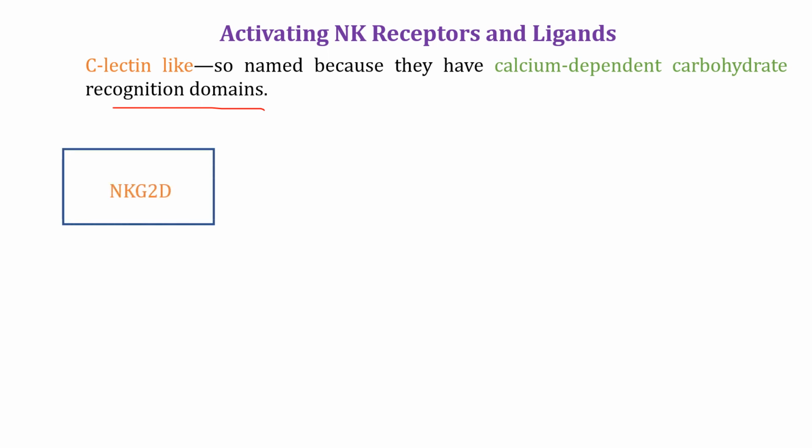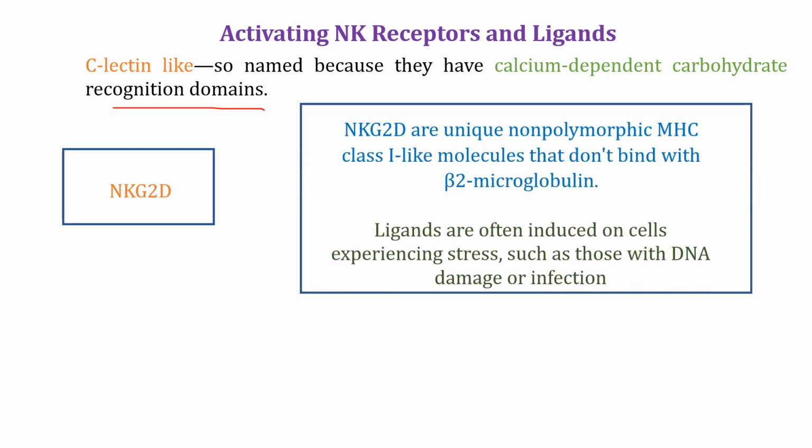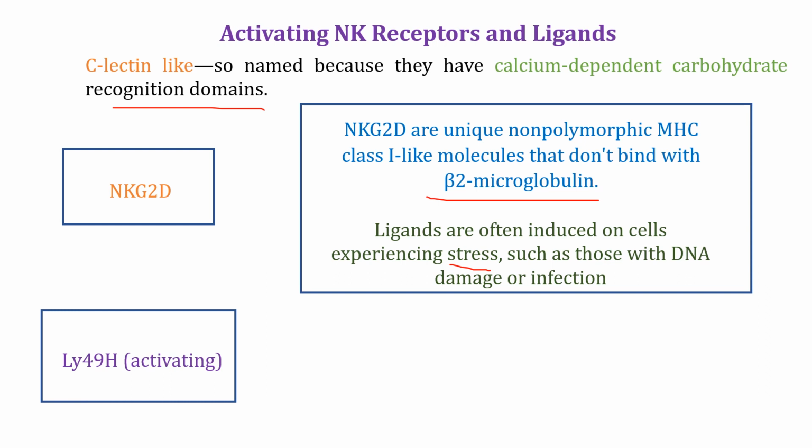NKG2D, one of these activating receptors, is now recognized as one of the most important activating receptors. NKG2D is a unique non-polymorphic MHC class I-like molecule that doesn't bind with beta-2 microglobulin. The ligands that NKG2D binds are often induced on cells under stress, such as those with DNA damage or infection.